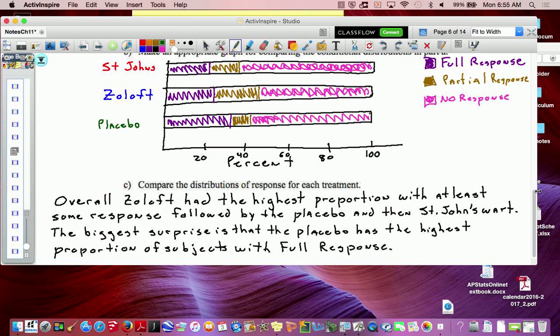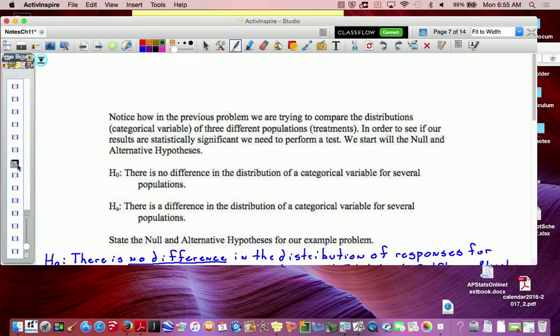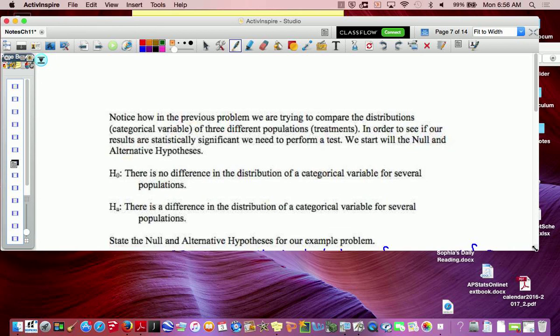Right, so now, how do we go about doing a test here? If we go to the next page, it says, notice how in the previous problem you're trying to compare from 3 different populations or treatments. In order to see if our results are statistically significant, you have to write this null and alternative hypothesis. So your null hypothesis will basically say, okay, there is no difference in the distribution of a categorical variable for several populations, while the alternative is, hey, do we have a difference?